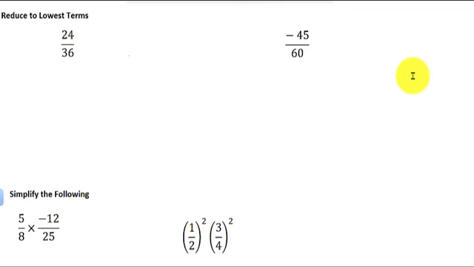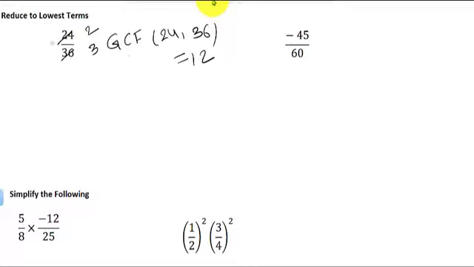And this is the first question: reduce to lowest terms. So 24 divided by 36. We can directly divide these two numbers by 12 because 12 is the greatest common factor. If you find the greatest common factor between 24 and 36, that should be 12. So you can divide this by 12. It's 12 times 2 and this is 12 times 3.